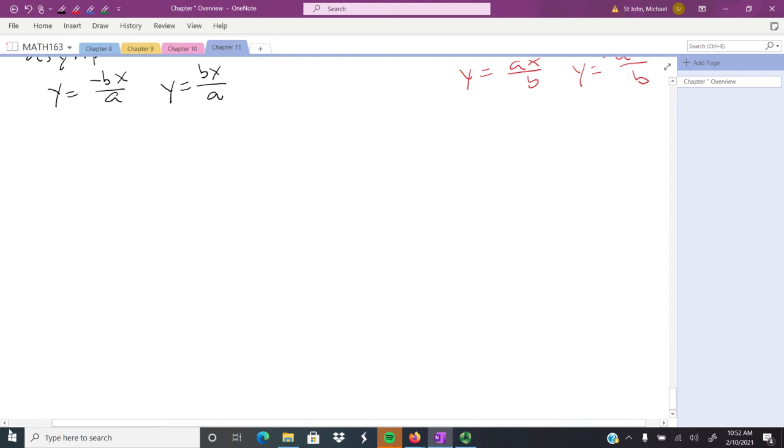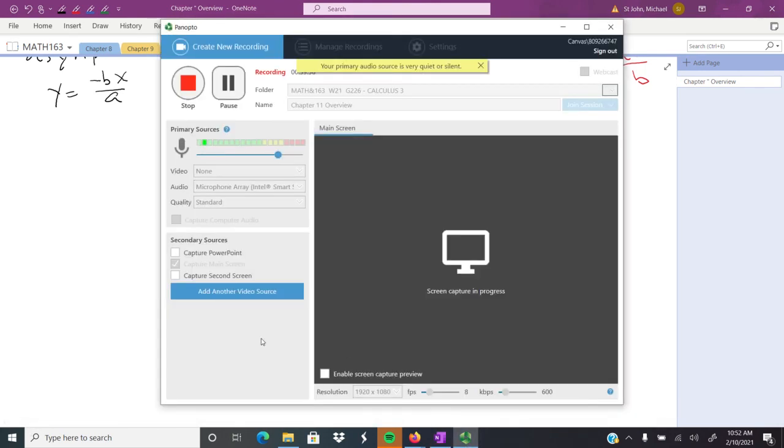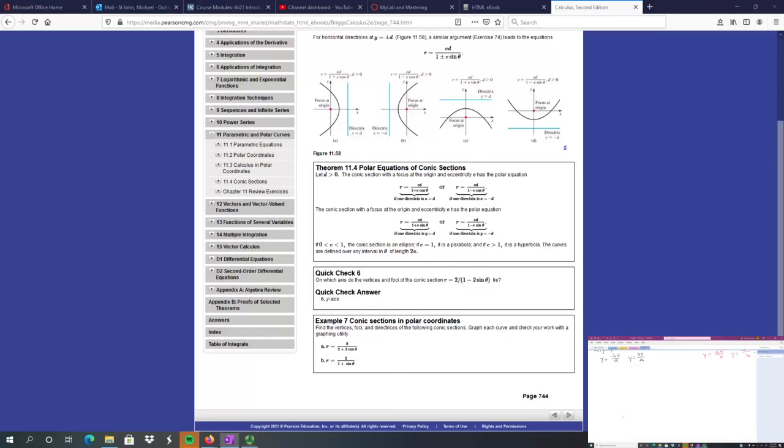All right, so let me do like I did before. Let's see if hopefully this will work. So we're going to go to the second screen. I didn't want to have to rewrite all of this. So we should hopefully be on the second screen. And you have here, and this is in your book, the polar equations of the conic sections in this form.